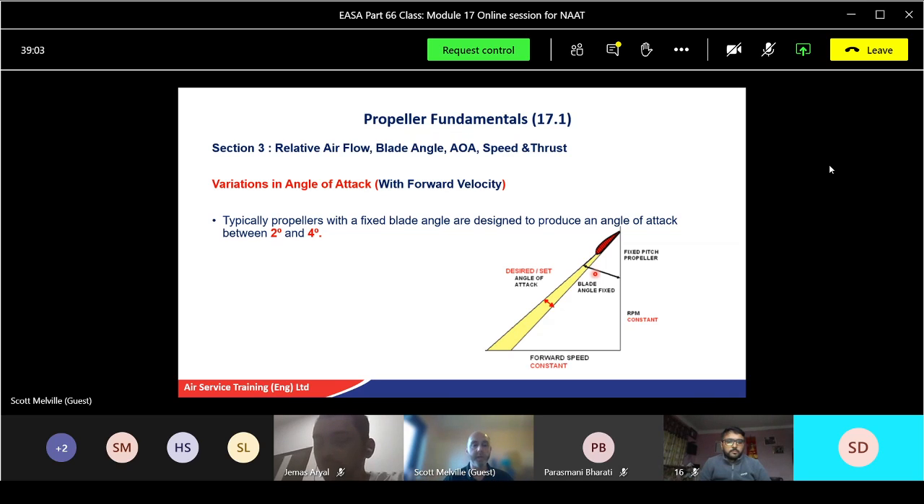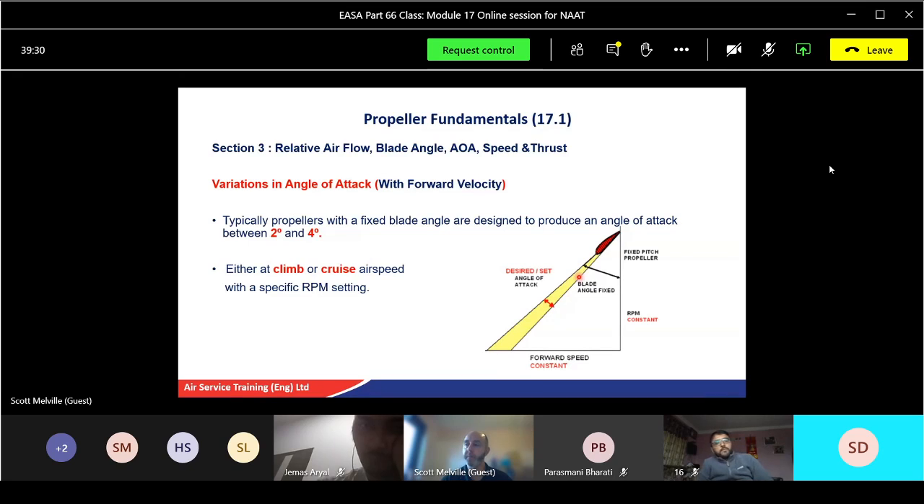So a smaller aircraft, maybe just little Cessnas or something like that, are a fixed pitch propeller. They have a predetermined angle of attack, so they can only go so fast. Even with the engine speed they've got, they will only go so fast. If we can change it from a fixed pitch to a variable one, then we can get faster moving aircraft using the same engine speed. Now, either at climb or cruise airspeed with a specific RPM setting. Okay.